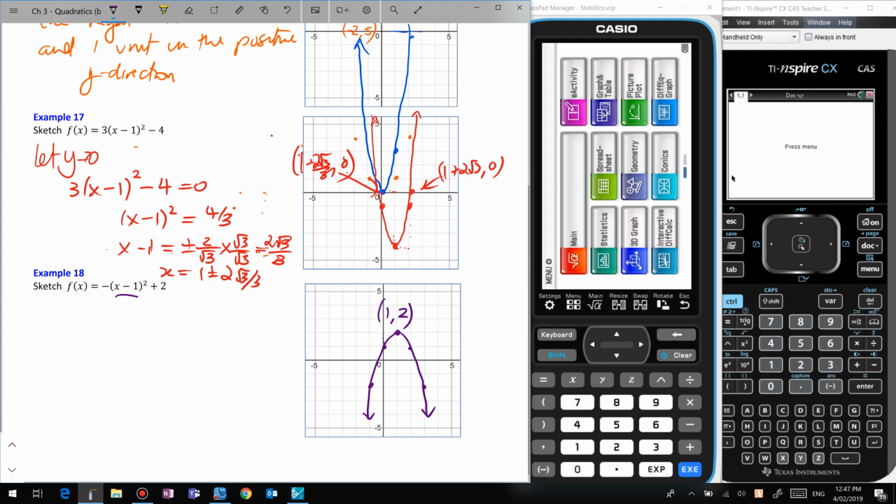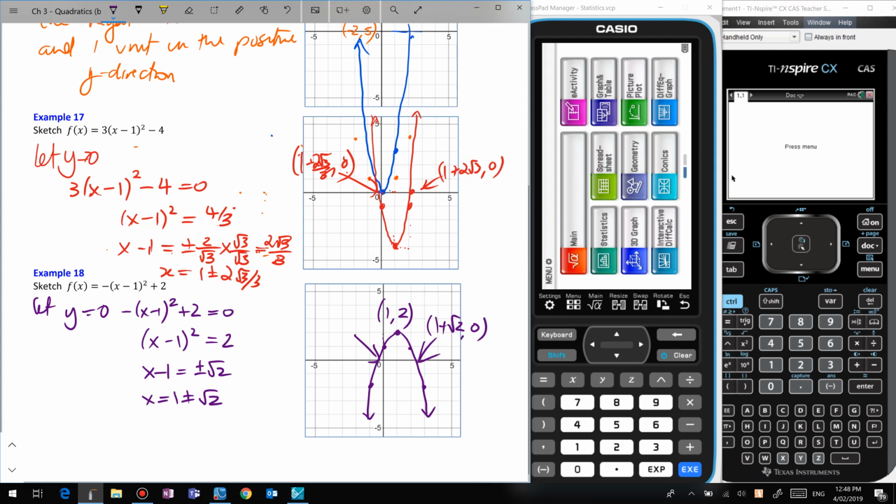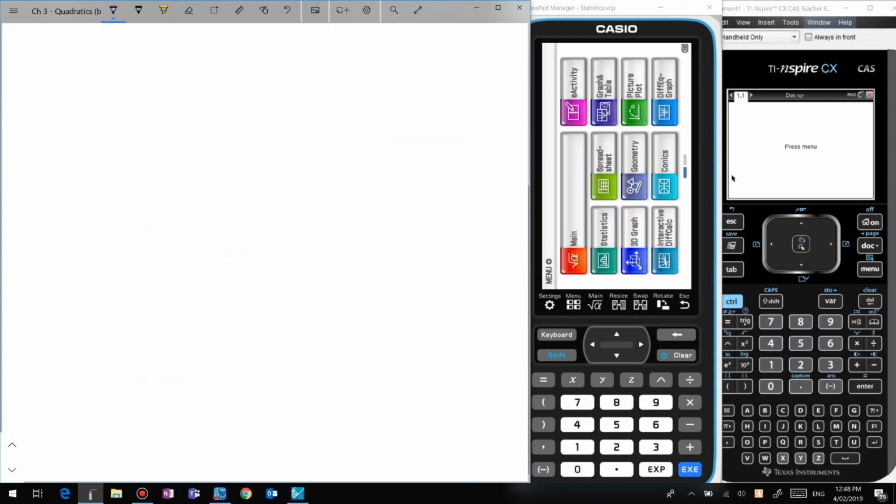My x-intercepts, if we let y equals 0, we get minus (x minus 1) squared plus 2 equals 0. Bring your x minus 1 to the other side. X minus 1 squared equals 2. X minus 1 is plus or minus root 2. X equals 1 plus or minus root 2. So we'll say that's 1 plus root 2, 0, and that's 1 minus root 2, 0. So there's a couple of our basic quadratic graphs.